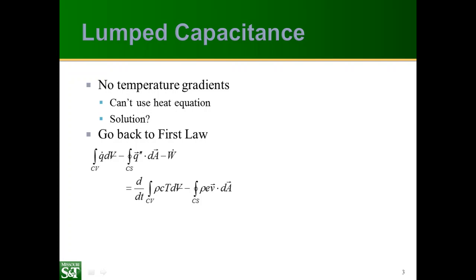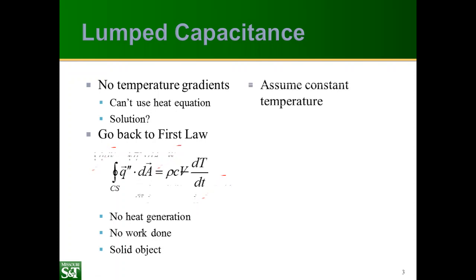So we're going to make some assumptions. We're going to neglect heat generation completely. We're going to say the object is not generating heat. We're also going to neglect work. We're not going to worry about work. And we have a solid object, so we don't have to worry about flow. So this is going to simplify the equation because now we only have heat transfer through the surface and energy storage terms. So that allows us to simplify the equation a little bit.